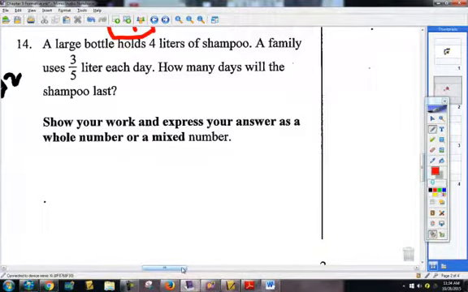A large bottle holds 4 liters of shampoo. A family uses 3/5 of a liter each day. How many days will the shampoo last? So we're gonna have a division problem here, right, guys? So let me ask you, what is being divided? Is it the 4 liters or is it the 3/5 liter each day?